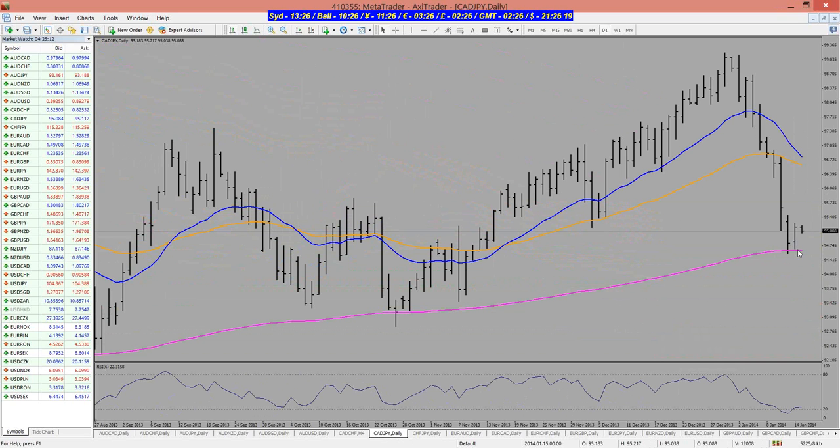CAD yen, yeah, it's bounced off the 200. If you go from that move, the last time it bounced off the 200, you'd want to see it back above this in a higher high and a higher low with some buying interest. Yeah, this inside bar is not enough to warrant a trade just yet.